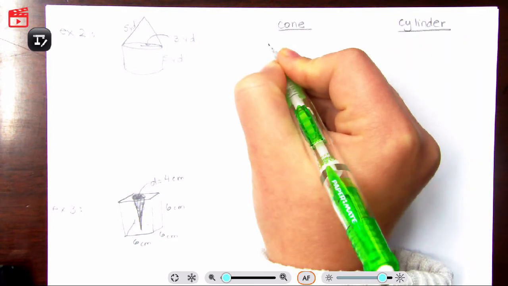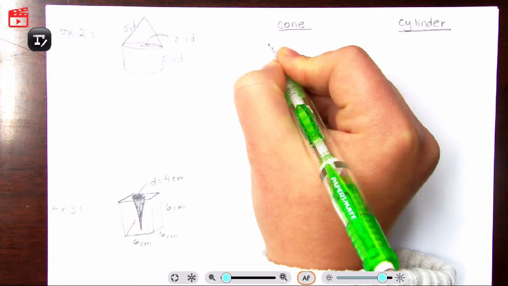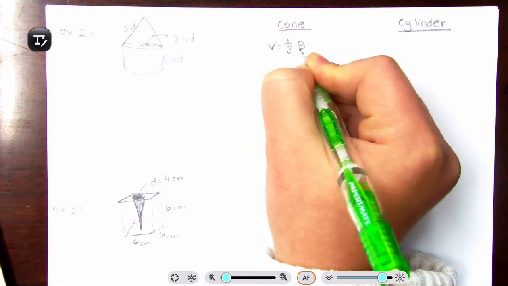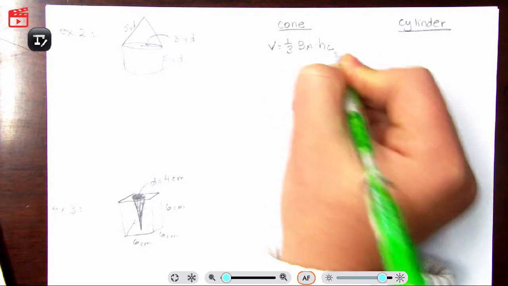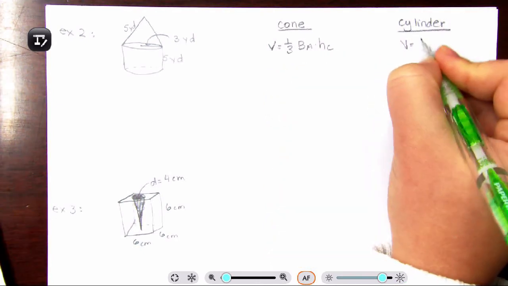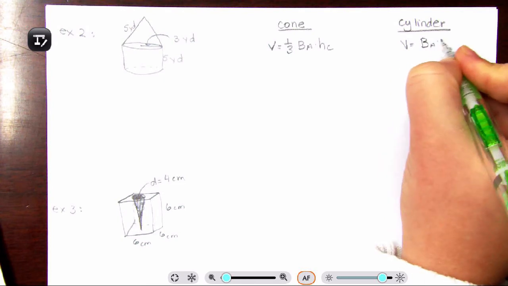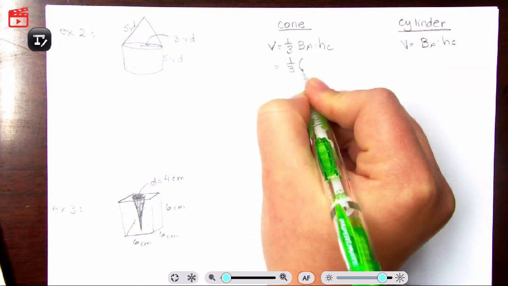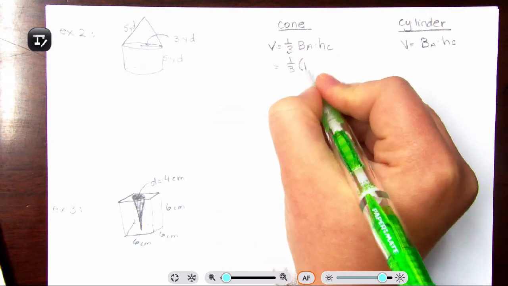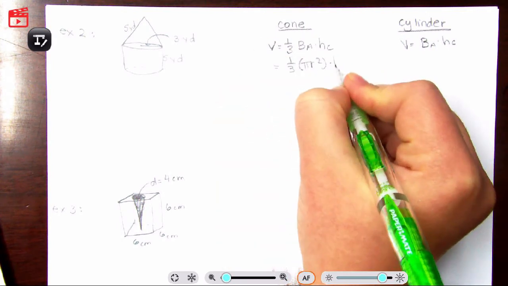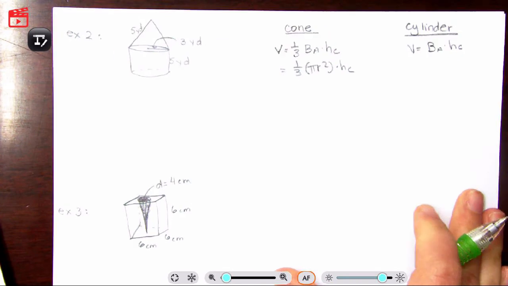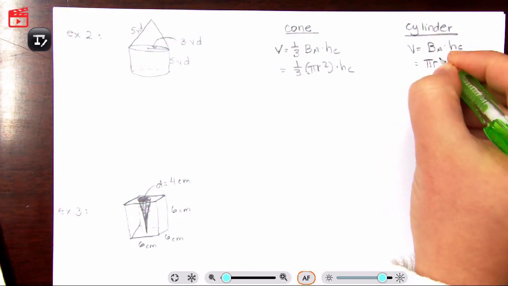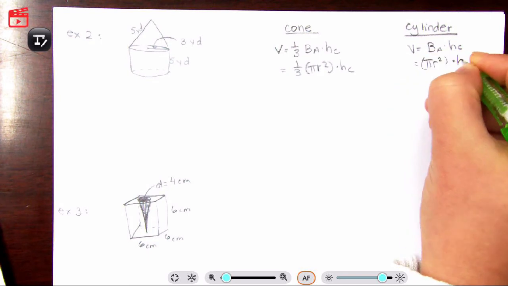Volume formula for a cone, we already know that from our previous example: 1/3 area of the base times the height of the cone. Volume for a cylinder: area of the base times the height of the cylinder. For the cone, the area of the base is a circle, so that is pi r squared, times the height of the cone. Area of the base in a cylinder is also a circle, and we want the height of the cylinder.